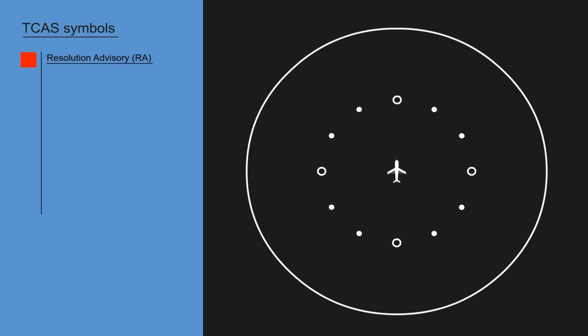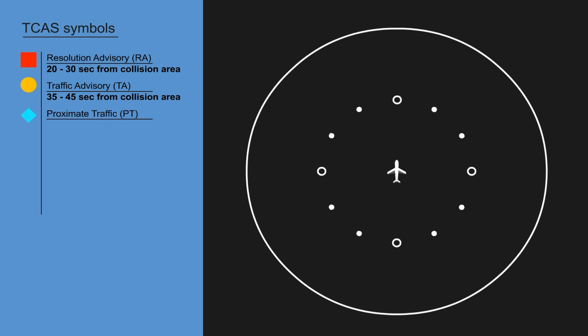A resolution advisory is given for an intruder aircraft entering the warning area 20 to 30 seconds from the TCAS collision area. A solid amber circle is used for traffic advisory, TA. A traffic advisory is defined as an intruder aircraft entering the caution area 35 to 45 seconds from the TCAS collision area. A solid cyan diamond stands for proximate traffic, PT.